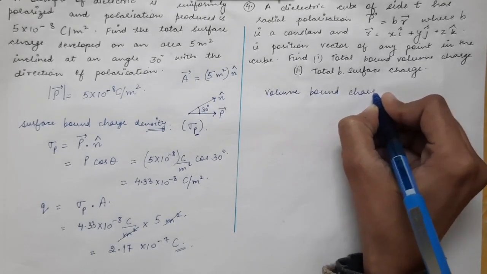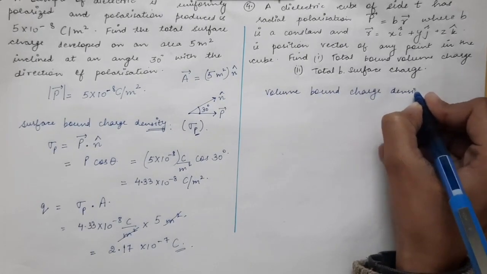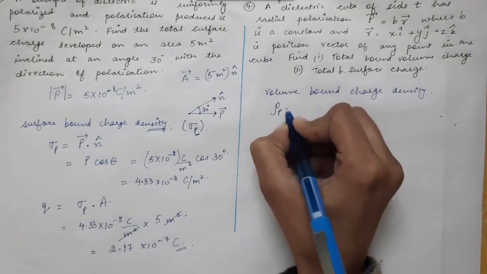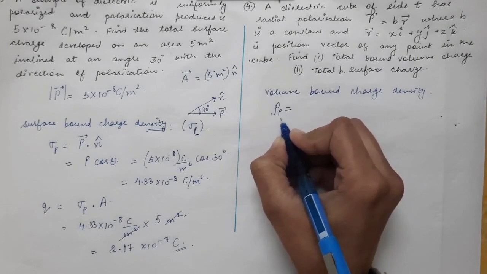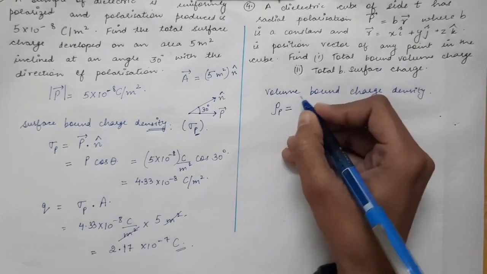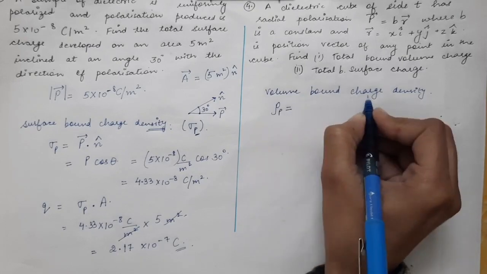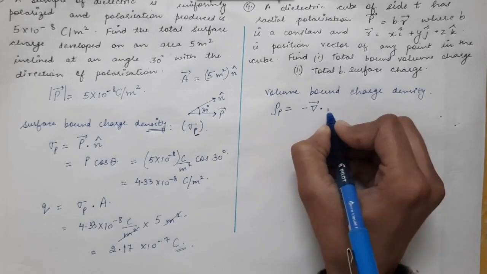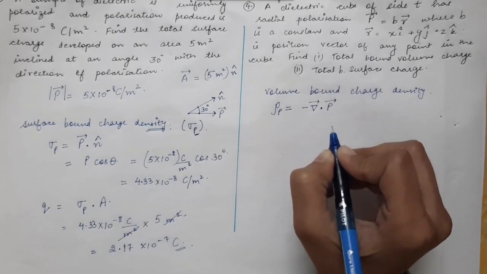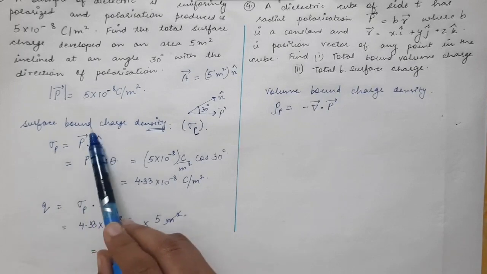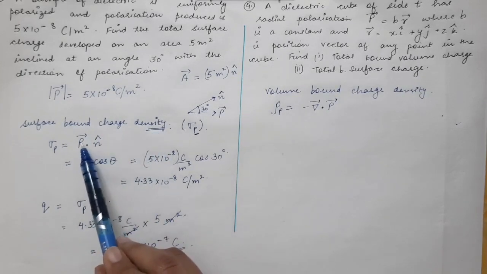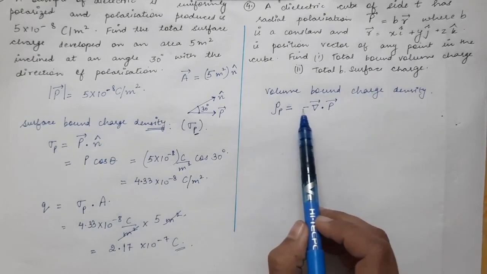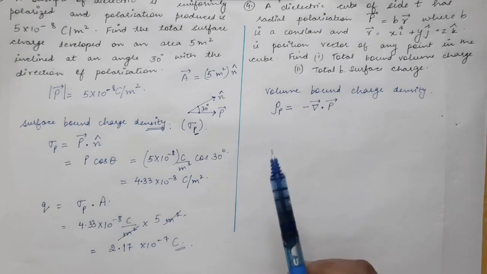Volume bound charge density. That is given by rho P or rho B. In some books it is given as rho B or rho P. The formula of the volume bound charge density is already done, and that is negative of the divergence of the polarization vector. So the surface bound charge density has the formula of vector P dot product with n cap, and the volume bound charge density has the formula of negative of divergence of the polarization vector.